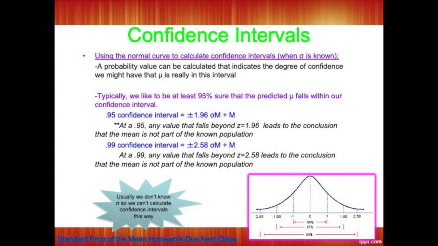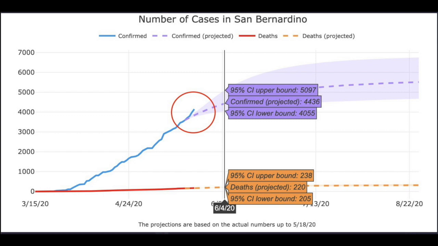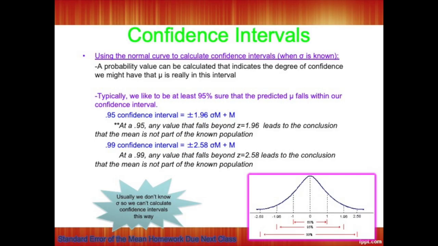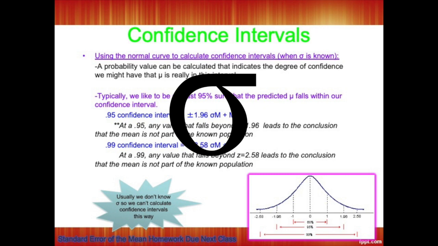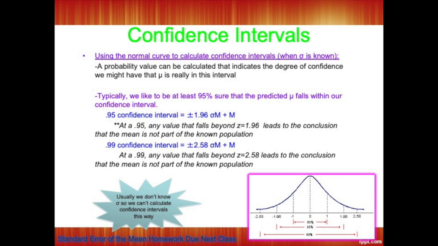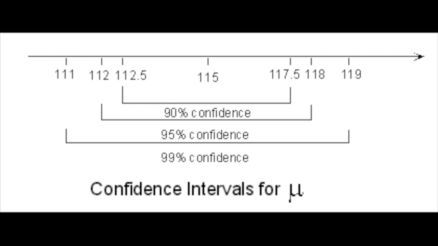Okay, so to dive a little deeper into this concept of confidence intervals, we're now going to talk about doing confidence intervals when we have an actual population parameter, which again is theoretical in nature because we never would actually have a population parameter, or in most cases we wouldn't. So using the normal curve to calculate confidence intervals when the population standard deviation is known. That's that sigma symbol there. So a probability value can be calculated that indicates the degree of confidence we might have that our population mean really is in this interval. So typically we like to be at least 95% sure that the predicted population mean falls within our confidence interval.